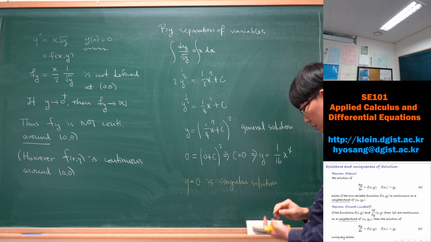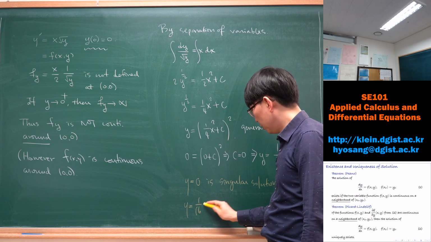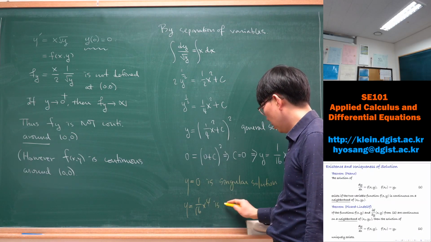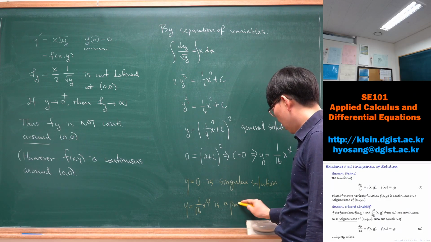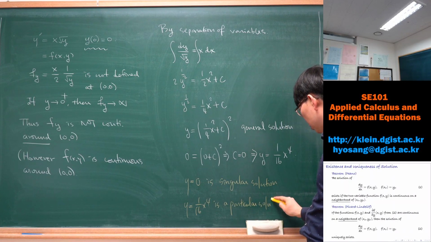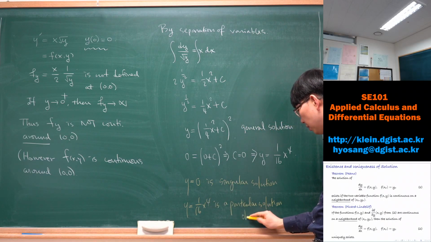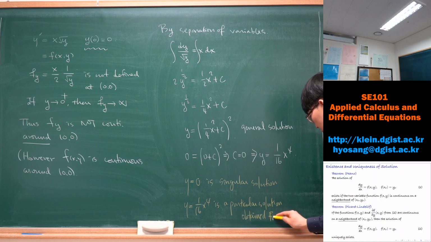So this is a solution, but we call this a singular solution. And this one, y equals 1 over 16 x to the fourth, is a particular solution obtained from a general solution. Okay, so we have two solutions.